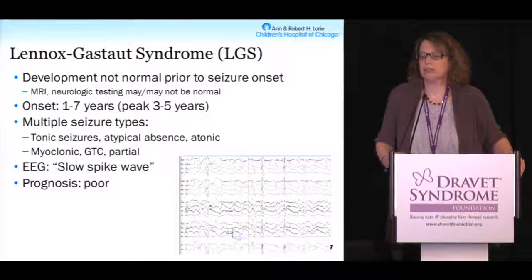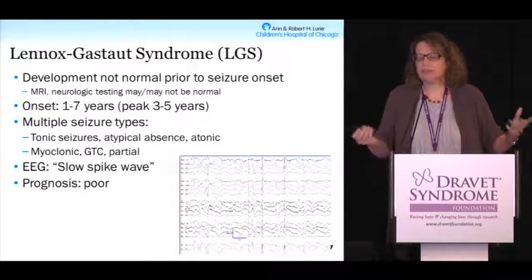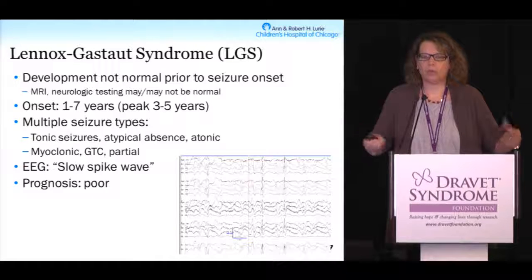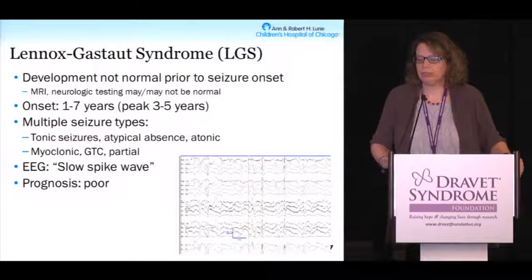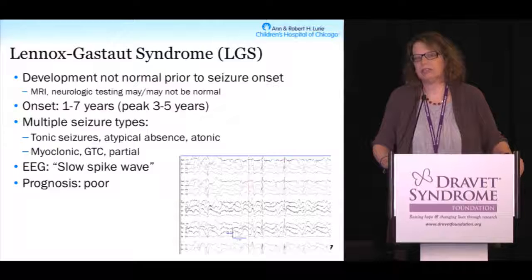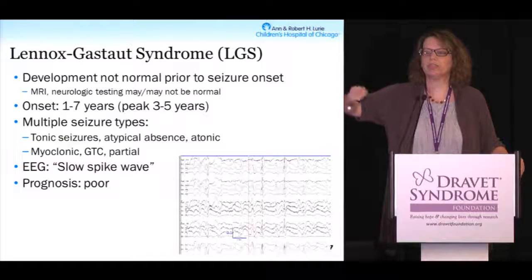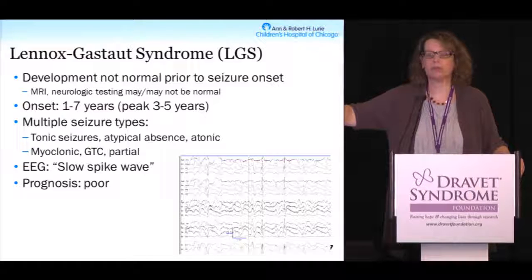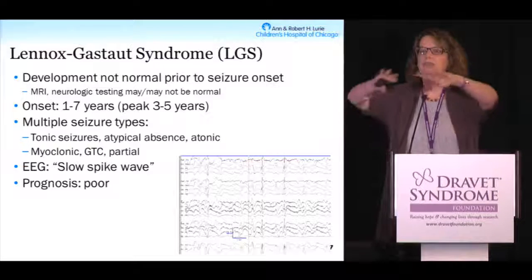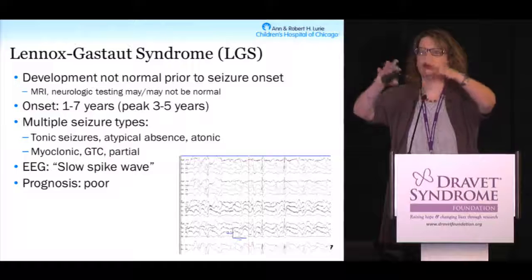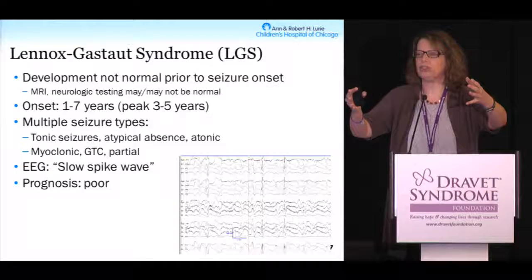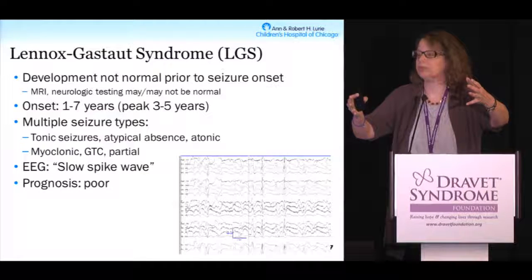Finally, there's Lennox-Gastaut syndrome. Development typically is thought of as not normal, even before seizure onset. It's interesting in that this is a little bit of a different syndrome. Having this syndrome does not tell you why you have neurologic problems or seizures. It is just an epilepsy syndrome. It describes seizure types, EEG pattern, and what might be useful treatments.